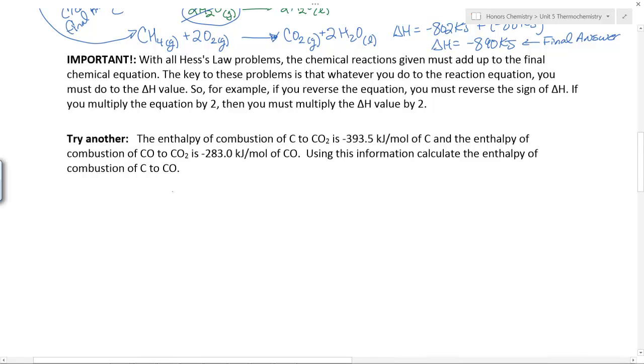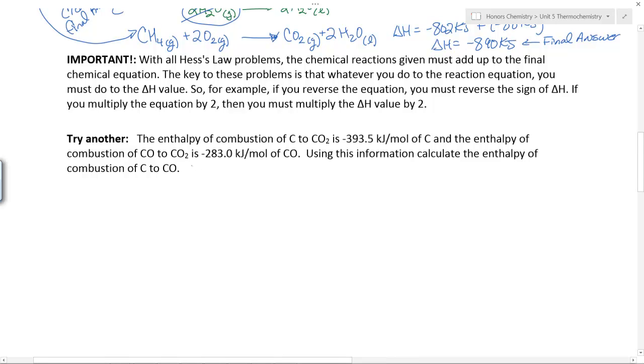So when you read this, we're going to find out the enthalpy of combustion. For carbon to CO2 it is negative 393.5 kilojoules per mole of carbon. And the enthalpy of combustion for carbon monoxide to carbon dioxide is negative 283 kilojoules per mole of carbon monoxide. Using this information, calculate the enthalpy of combustion of carbon to CO.